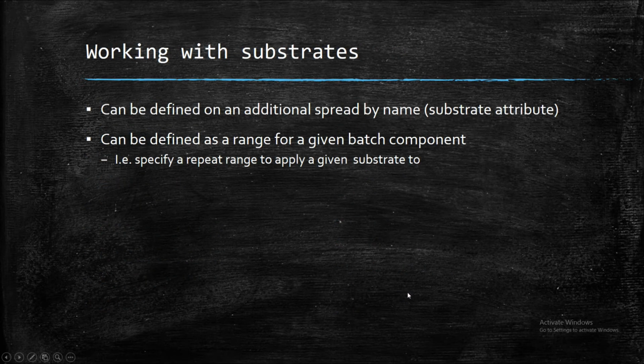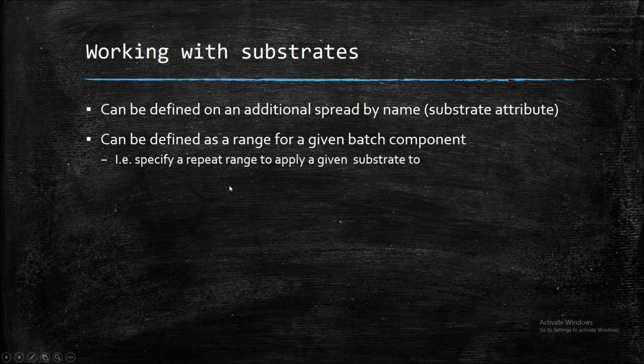So next we're going to talk about working with substrates. There's a couple different ways and methods for assigning substrates dependent upon what part of the batch definition you're working with. So these can be defined on an additional spread line like we just spoke about, and you're going to specify that substrate by name. So there's an actual attribute called substrate, and then you'll set that value to whatever the name of the substrate is that we should be using on press for the additional spread being generated.